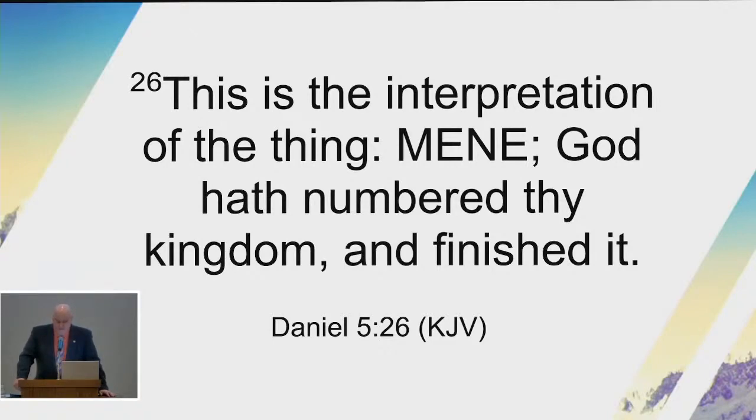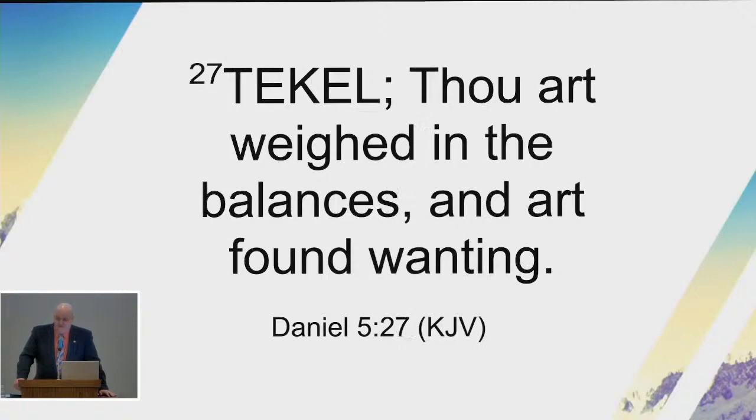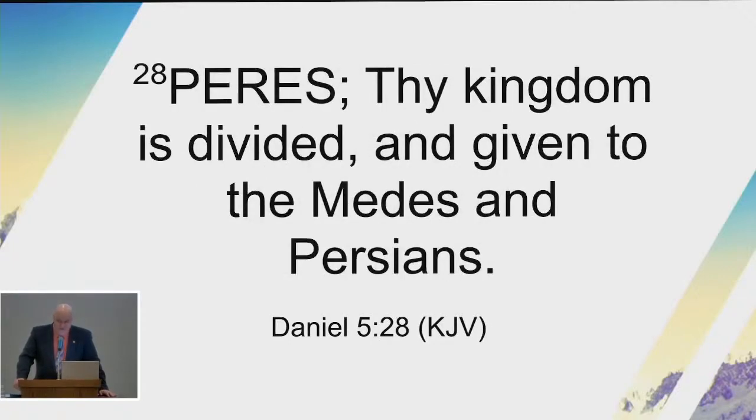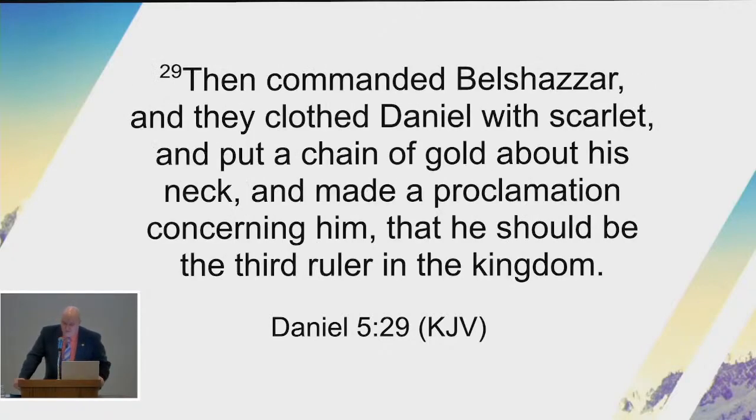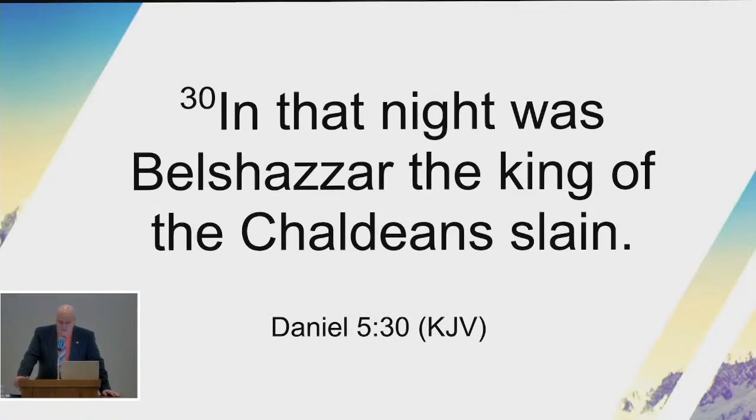Tekel, you have been weighed in the balances and found wanting. Peres, or I hope I'm saying that right, your kingdom has been divided and given to the Medes and Persians. So then Belshazzar gave the command, and they clothed Daniel with purple. They put a chain of gold around his neck, and they made a proclamation concerning him that he should be the third ruler in the kingdom. So that very night, Belshazzar, king of the Chaldeans, was slain by Cyrus and his army.